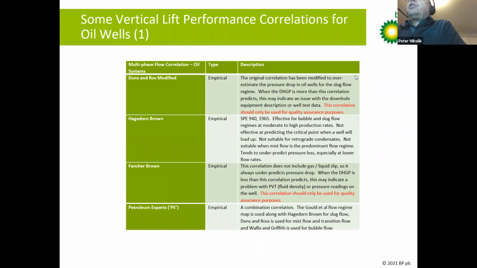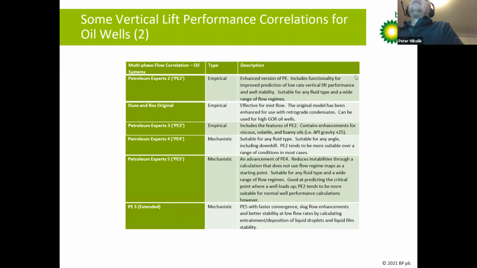It also used Duns and Ros original for mist flow and transition flow, and it uses Wallis and Griffith for bubble flow calculations. So it's a combination of different correlations in one. If I go to this slide here, it was superseded by PE2, which is basically an enhanced version of the original, which includes functionality for improved prediction of low rate vertical lift performance and well stability. So this is a correlation you can model most wells with.